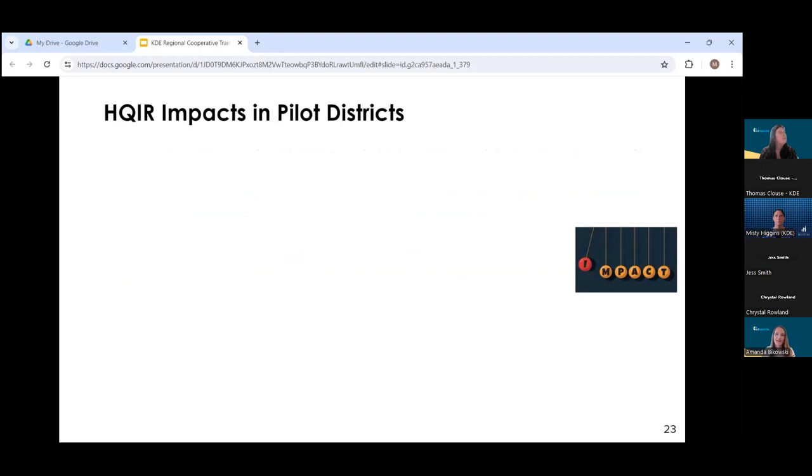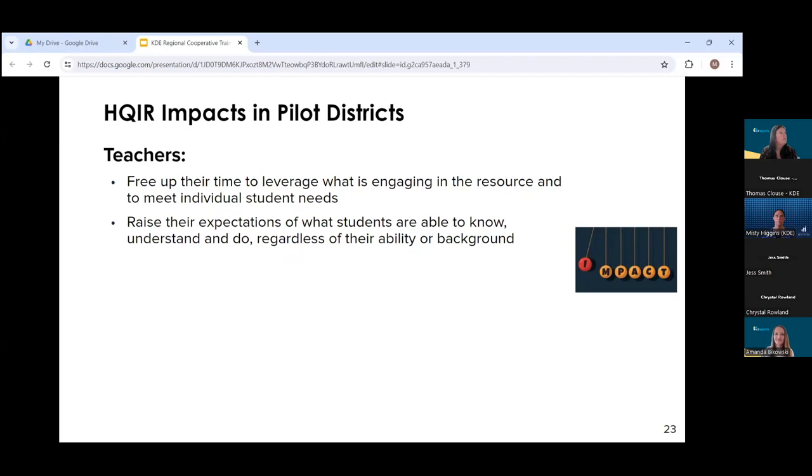We've also heard about the impact of high-quality instructional resources on teachers and students from those districts participating in our Kentucky pilots. Some common benefits that they've shared with us in terms of impact on teachers include, and we'll post them here for you to read and process, freeing up their time to leverage what is engaging in the resource and to meet individual student needs, and raising their expectations of what students are able to know, understand, and do, regardless of their ability and background. And then in terms of the impacts that they're seeing on students, they pointed to these things.